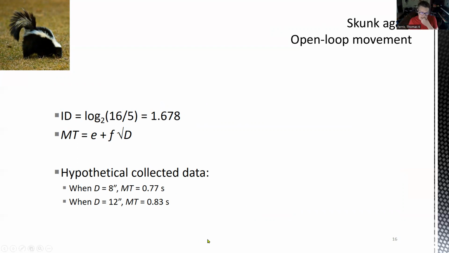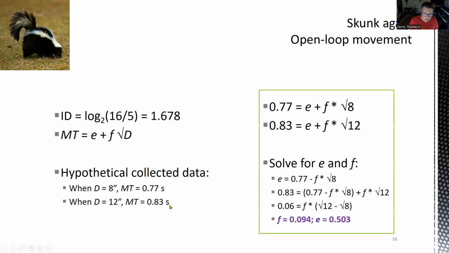And so we collect these data, and we find out that if we set the brake and the pedal 8 inches apart, the movement time is 0.77. If we move it 12 inches apart, so we move it further, it's 0.83. This gives us 2 equations, 2 unknowns, and so we can solve for E and F this way. And that might give us these 2 values. And so I hope you can follow my math here. I'm just solving for E and F with these 2 equations.